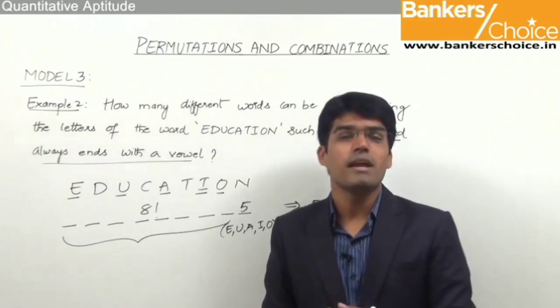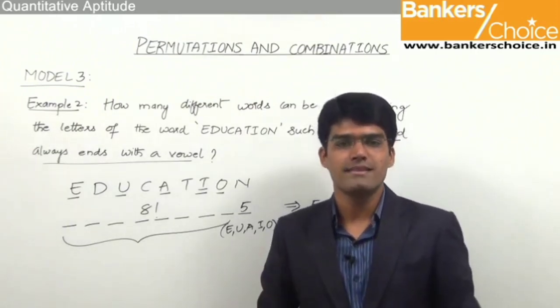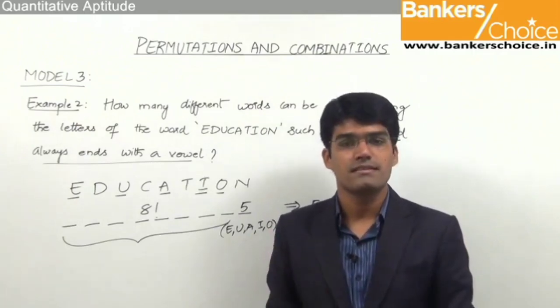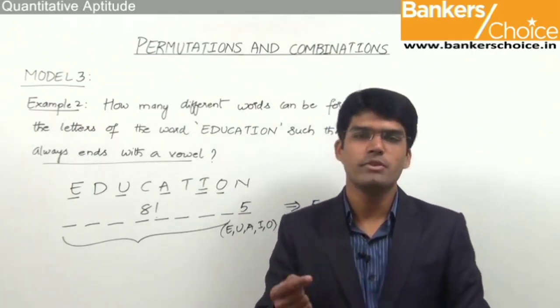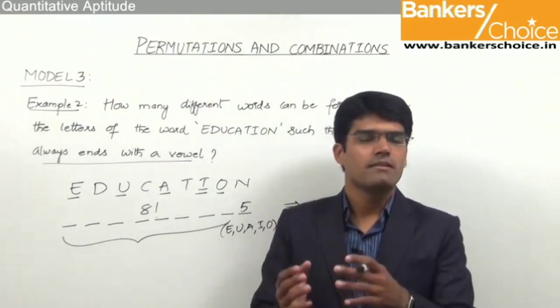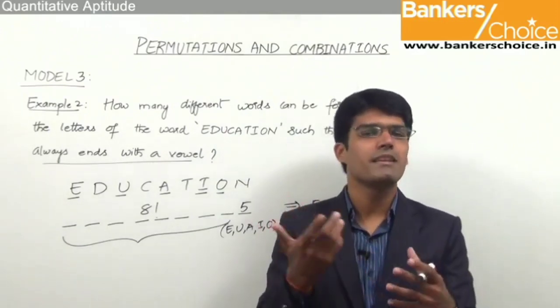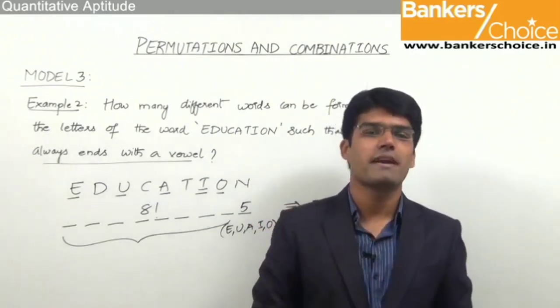And similarly it can be asked for digits as well. Let's say there are 6 digits, 1, 2, 3, 4, 5 and 6, and we need to form 6 digit numbers such that the first digit is always an even digit. So it can be 2 or 4 or 6. That means first position can be filled in 3 ways and remaining 5 positions can be filled by the remaining 5 digits in any manner. So we can say the answer here is 3 into 5 factorial.